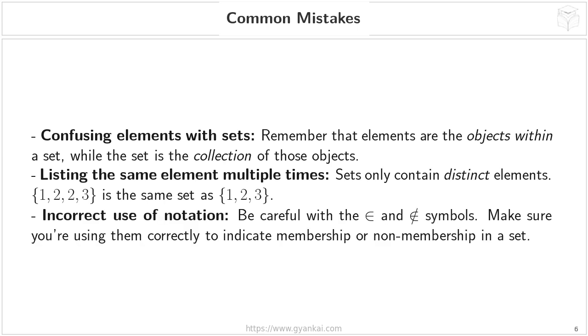Finally, let's talk about notation. We've already covered the symbols for "is an element of" and "is not an element of." Remember, the symbol that looks like a rounded E, we say "is an element of" or "belongs to." So if we write 4 is an element of set A, it means 4 is one of the objects contained within set A. Conversely, the symbol that looks like a rounded E with a line through it, we say "is not an element of." So, 5 is not an element of set A means 5 is not in that set. Be very careful to use these correctly, as they are fundamental to expressing set relationships.